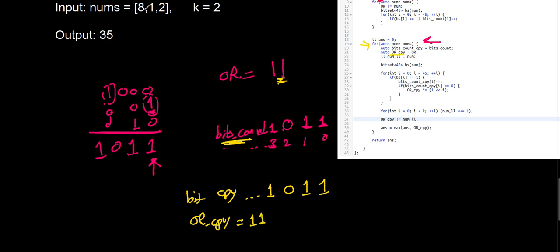Now we start with the first element. The first element is 8. The binary representation of 8 is 1 0 0 0. Now we need to know the OR of all the numbers in the array other than 8.